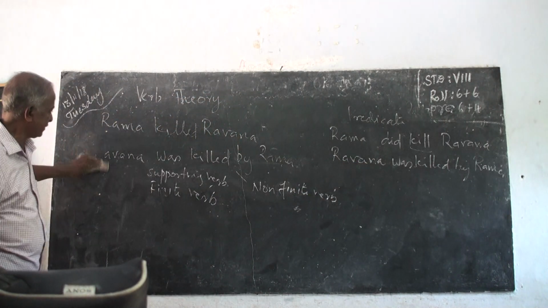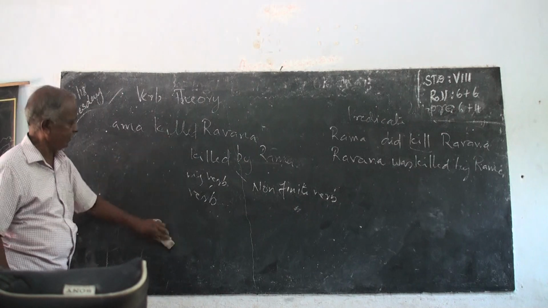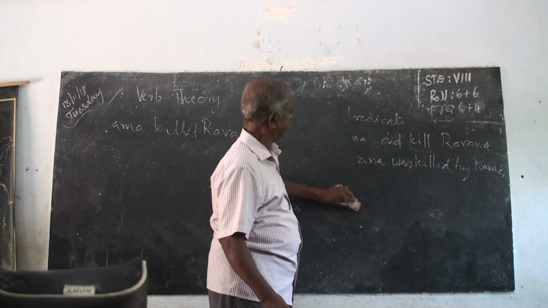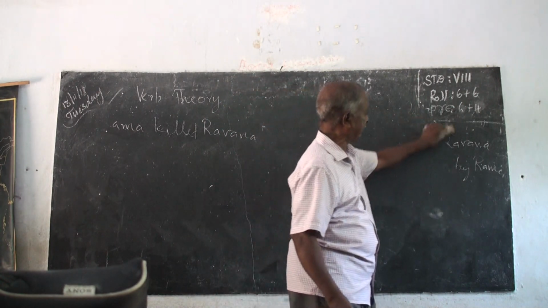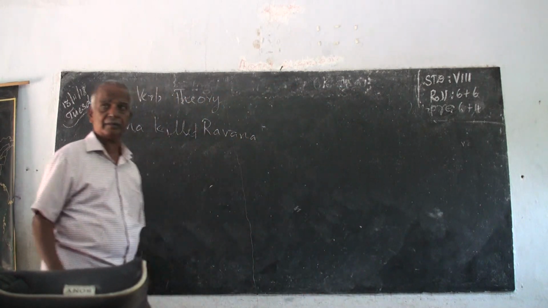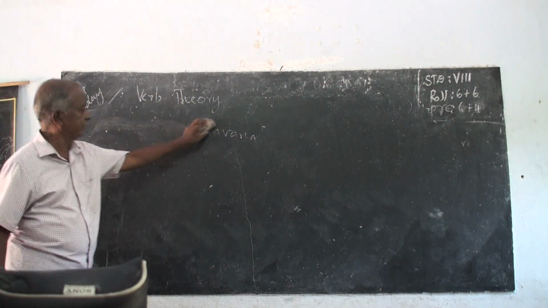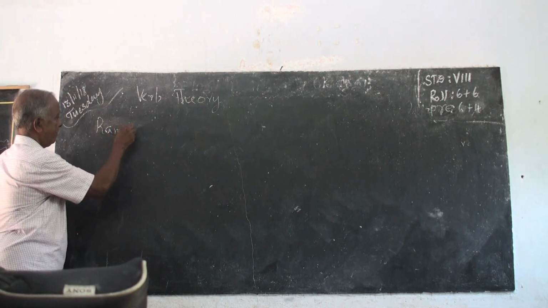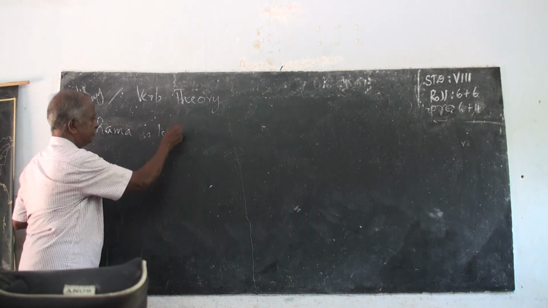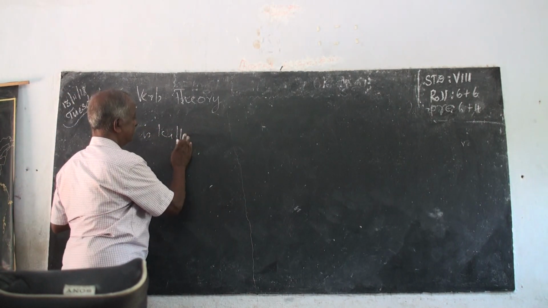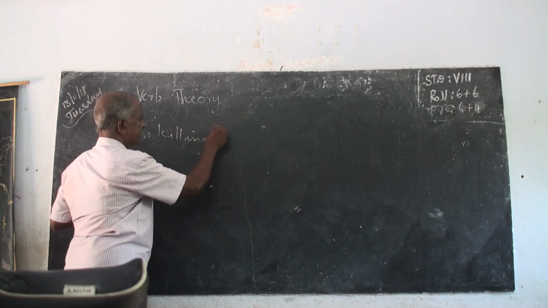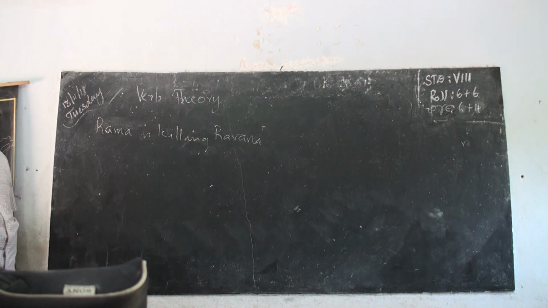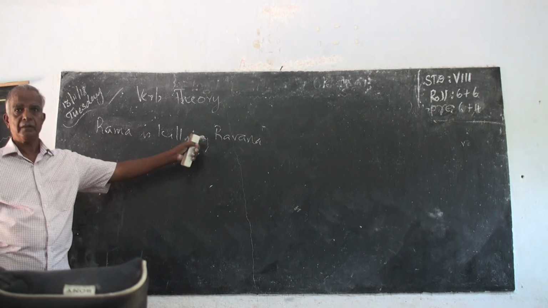So, based on this, we will see another sentence. There are many sentences. The sentences can be written in about 12 different ways. There are 12 different methods for representing the active voice. Rama is killing Ravana. In order to convert, this is active voice.